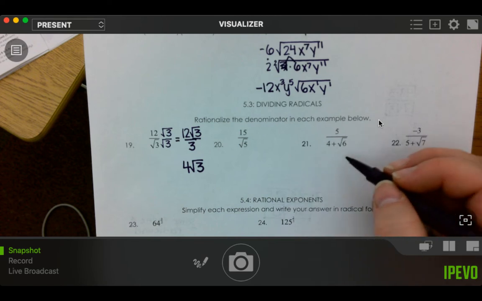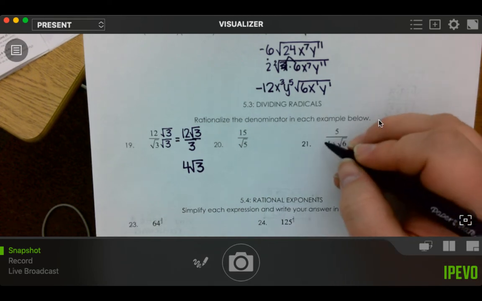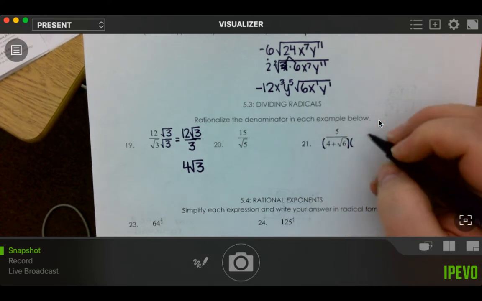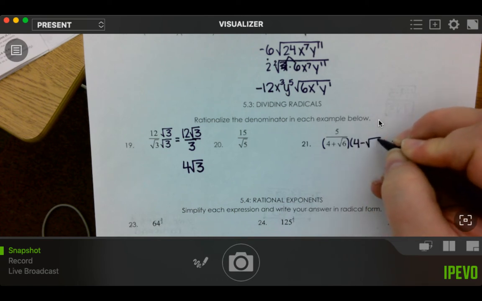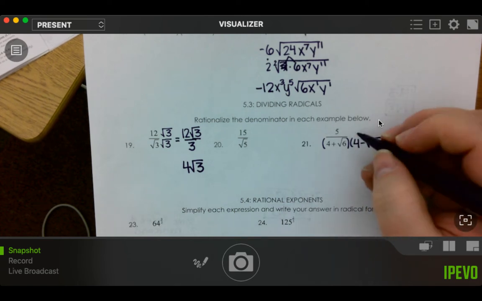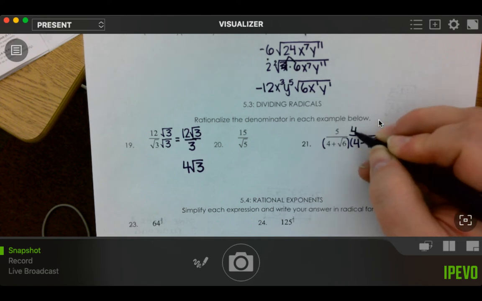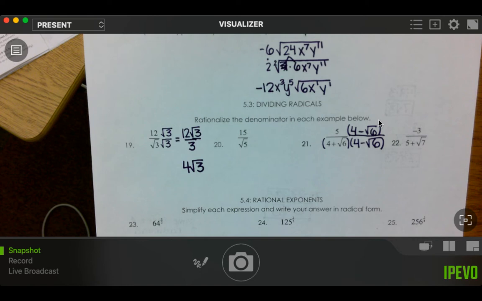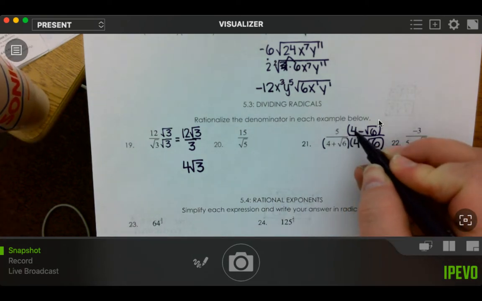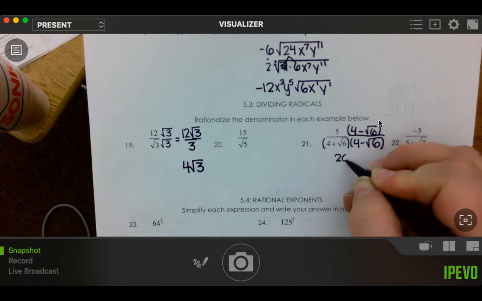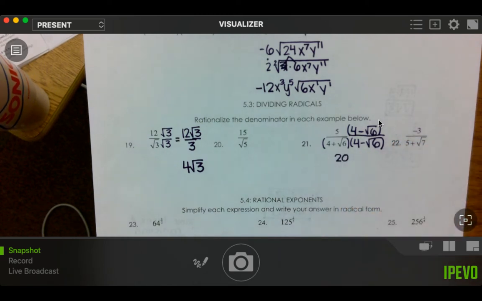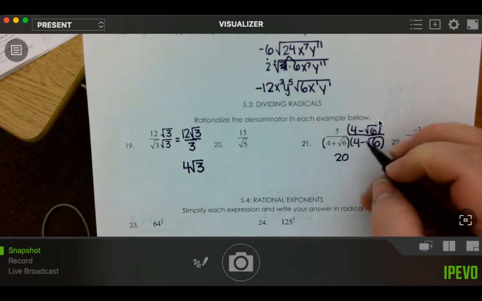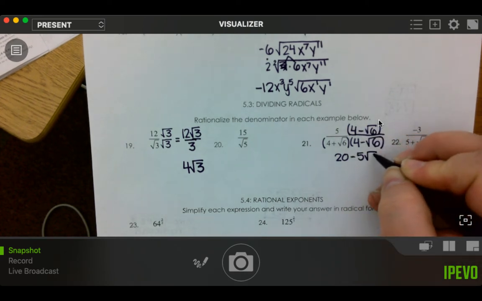21 and 22 both have plus signs down here. If that happens, you have to multiply by the opposite of the whole thing, or the conjugate is what we call this, which is the same thing, but you put a minus instead of a plus. On the top, 5 times 4 is 20. And then 5 times negative square root of 6 is negative 5 square root of 6.